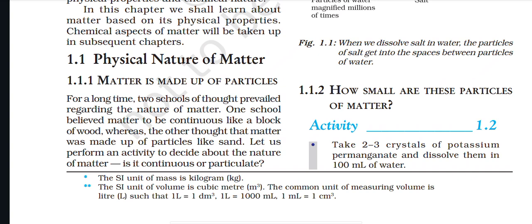Next, physical nature of matter. Matter is made up of particles. For a long time, two schools of thought were there. One school supported matter to be continuous like a block of wood, whereas the other school said that matter was made up of particles like sand.